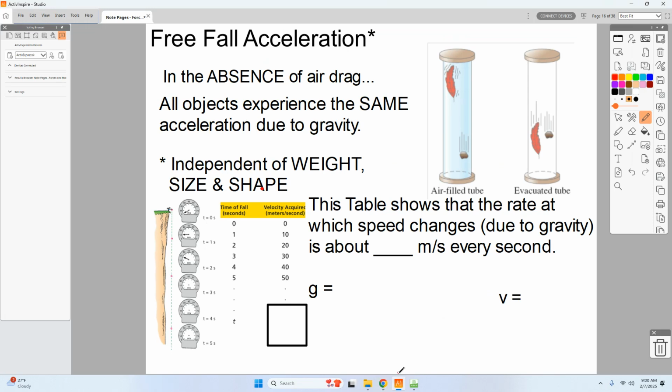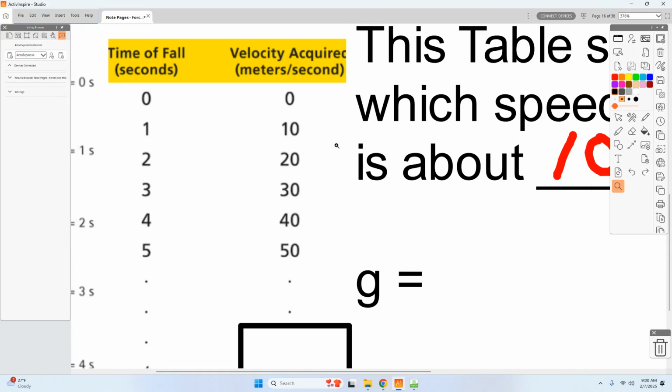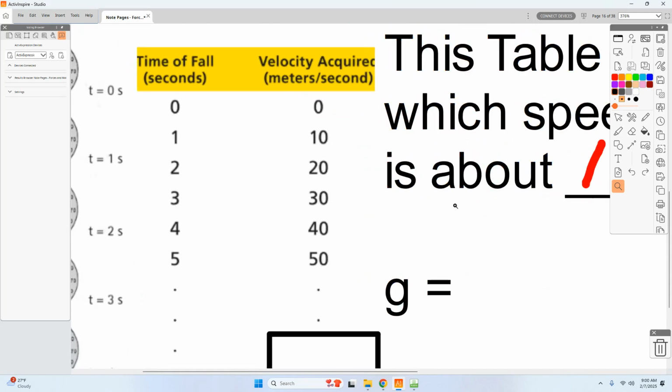So, folks, a little bit of math here. The table shows the rate of speed changes is about 10 meters per second per second. So you notice as I look at this table, every second that this thing falls, the speed, if I had a speedometer on it, would be increasing by about 10 meters per second every second.